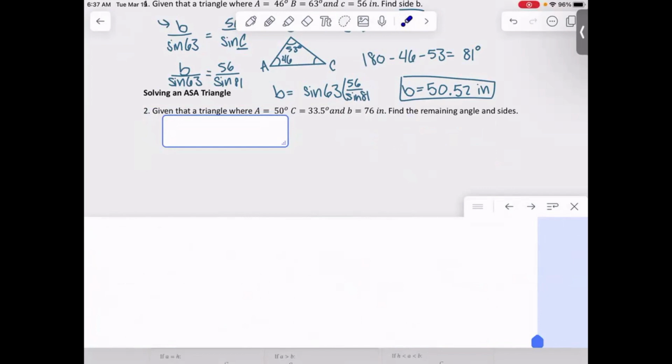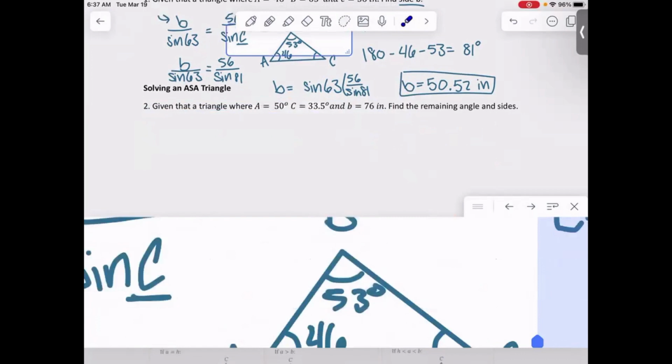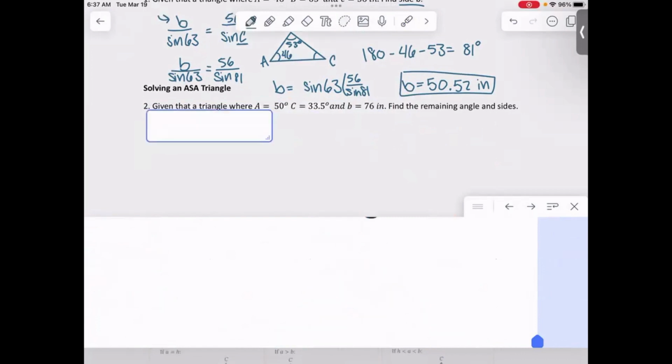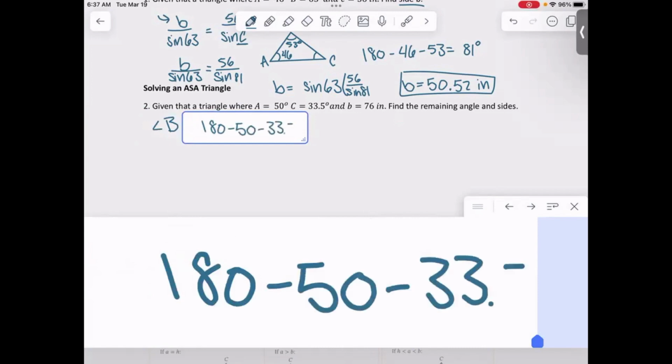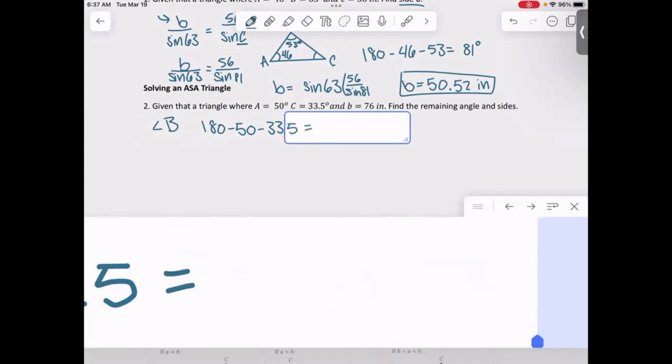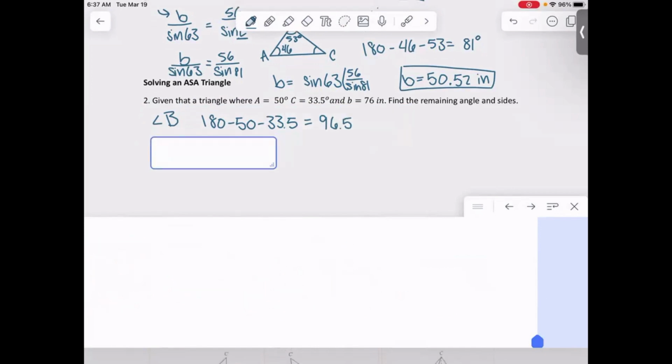For starters, I know side B, but I don't know angle B. But angle B should be pretty easy to find, because we know all of the angles of a triangle add up to 180. So we're going to take 180, subtract the 50, and subtract the 33.5. This will give me my angle B. I think you should get 96.5. And now we can go and solve for my other values.